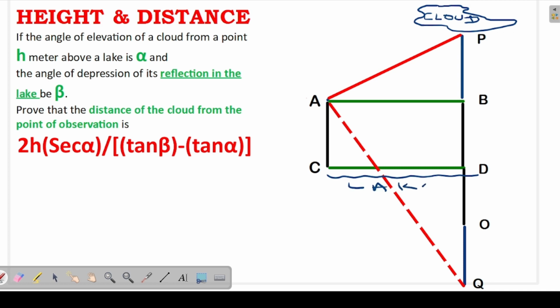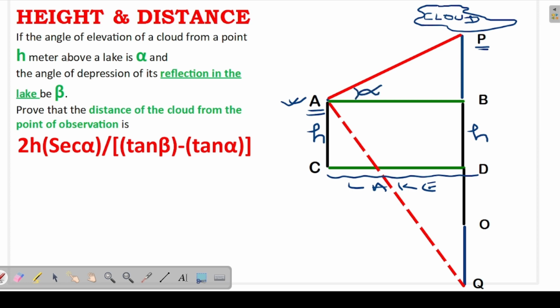And the point is A, which is at height h meter above the lake. So from C, the height of A is h. If CA is h, then BD will also be equal to h, because this is parallel, right? Now, the angle of elevation from this point A, of the cloud. This is the cloud. Let us say this is at P.